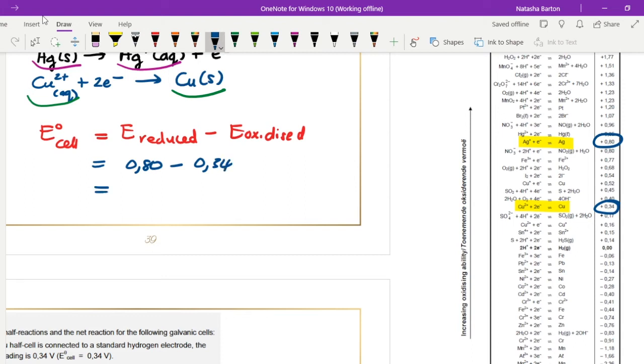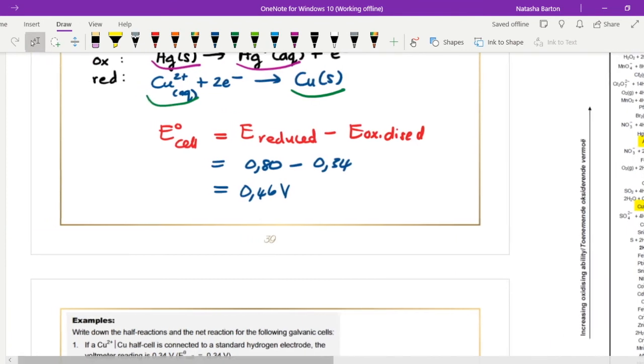And then we just go and put this into our calculators. So that's 0,8 minus 0.34, and we end up with 0,46 measured in volts. Okay, and that is the end of that example.